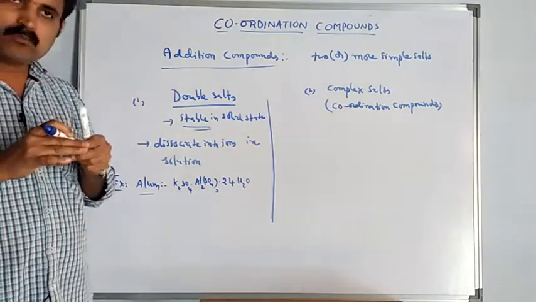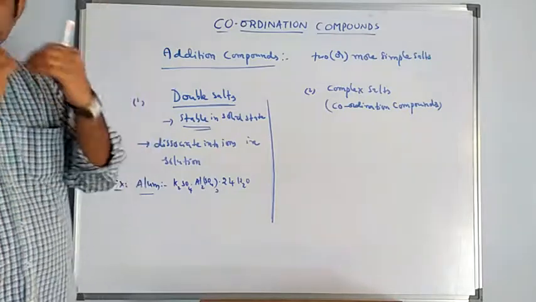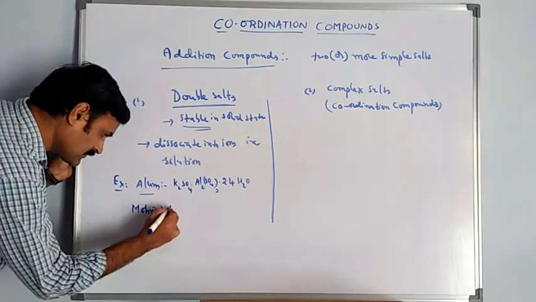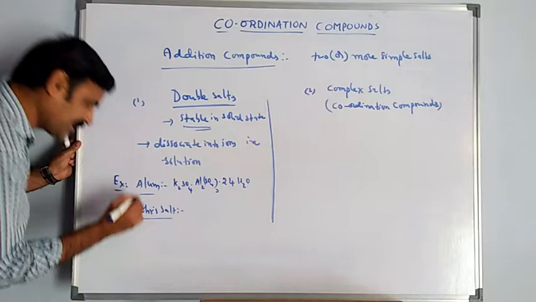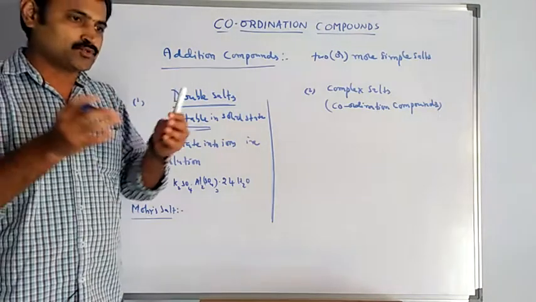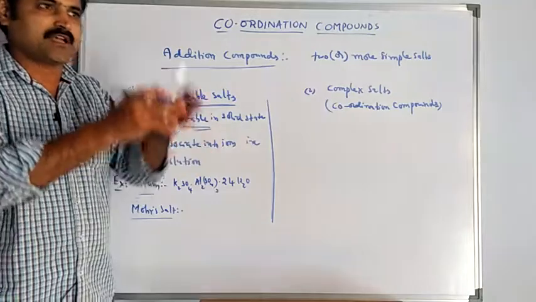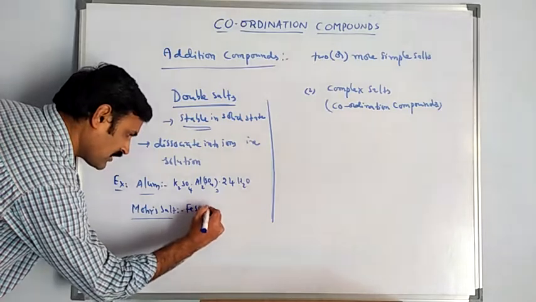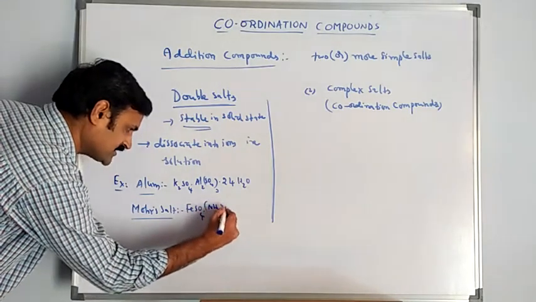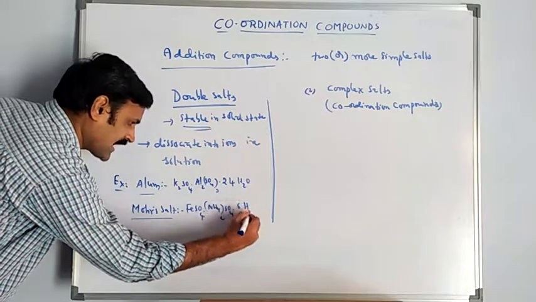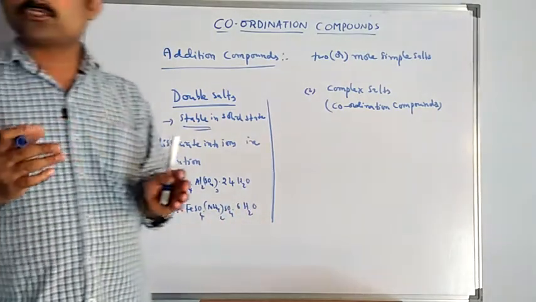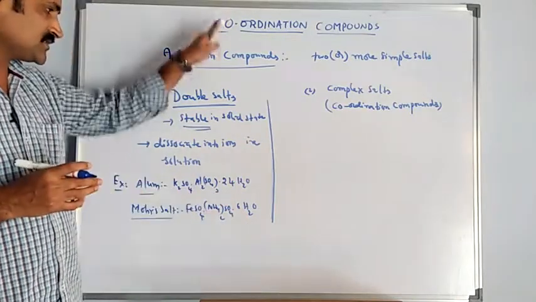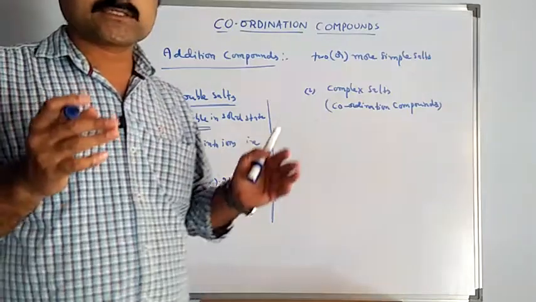Similarly, one more most important example we have in the syllabus is Mohr's salt. It is again a mixture of two simple salts. One is ferrous sulfate, another one is ammonium sulfate. Ferrous sulfate is FeSO4. Ammonium sulfate is (NH4)2SO4. Along with it, it has 6 water molecules of crystallization. So, this is double salts information.